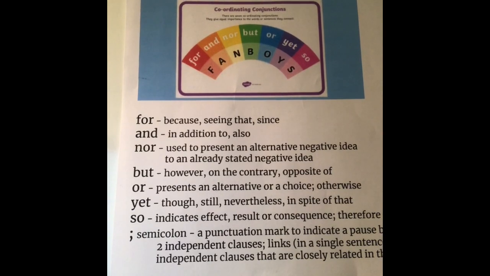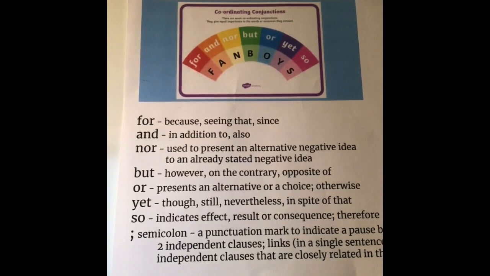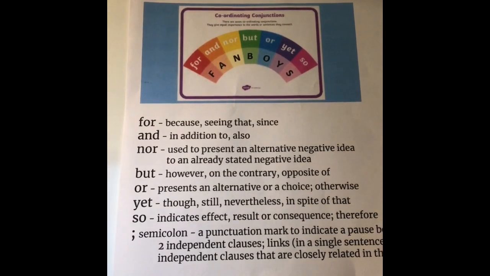For means because, seeing that, since. And means in addition to, also. Nor is used to present an alternative negative idea to an already stated negative idea. But is, however, on the contrary, opposite of. Or presents an alternative or a choice, can also mean otherwise. Yet means though, still, nevertheless, in spite of that. And so indicates effect, result, or consequence, can also mean therefore.